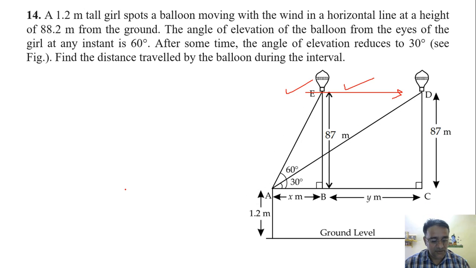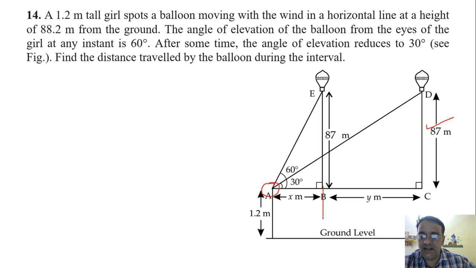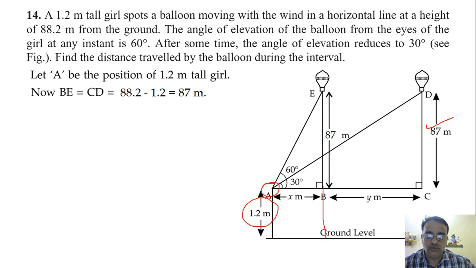Okay, now see, this is the diagram, and here let A be the position of that 1.2 meter tall girl, from where she is looking, and BE equals CD equals 87 meter. Now why this 87 meter? Because the height from the ground is given as 88.2 and the height of the girl is 1.2, so we subtract 1.2 from 88.2 and get 87. Any doubt here? No, sir. Now angle BAE is 60 degree and angle CAD is 30 degree.